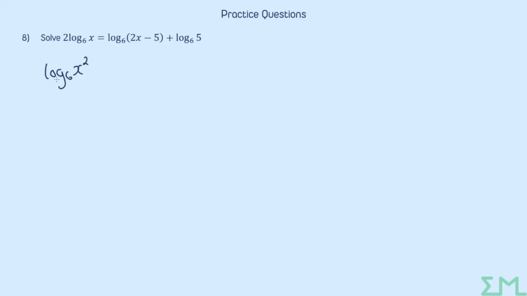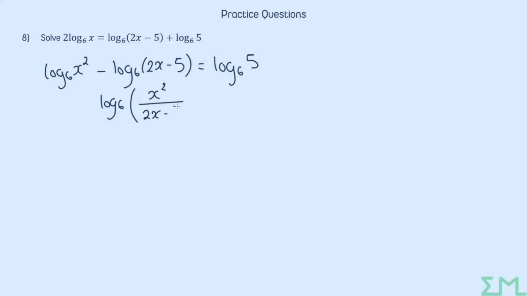coefficient, log base 6 of x squared, and let's bring it all over to one side, log base 6. Oh, actually no, let's leave the log base 6 of 5 where it is. Because if we write the left hand side as a single log by dividing, so x squared over 2x minus 5, then we've got a nice setup here where both sides of our equations are single log base 6 terms with nothing in front.